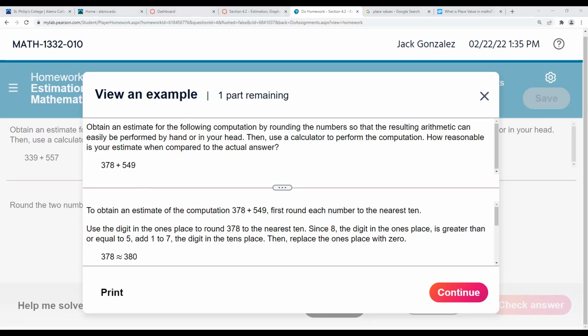So what they want you to do is use estimation to help you out. So it changes to 380 plus 500. And so you look at the number to the right, you round up to 5, right? Look to the right, you round up to 8. So these are going upward. So now that we've rounded them up, we can just simply say, what is 38 plus 55, right?